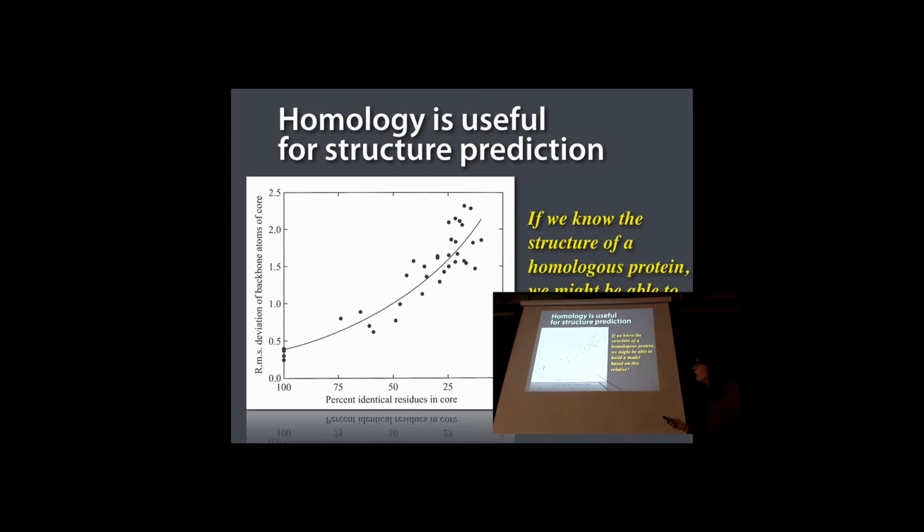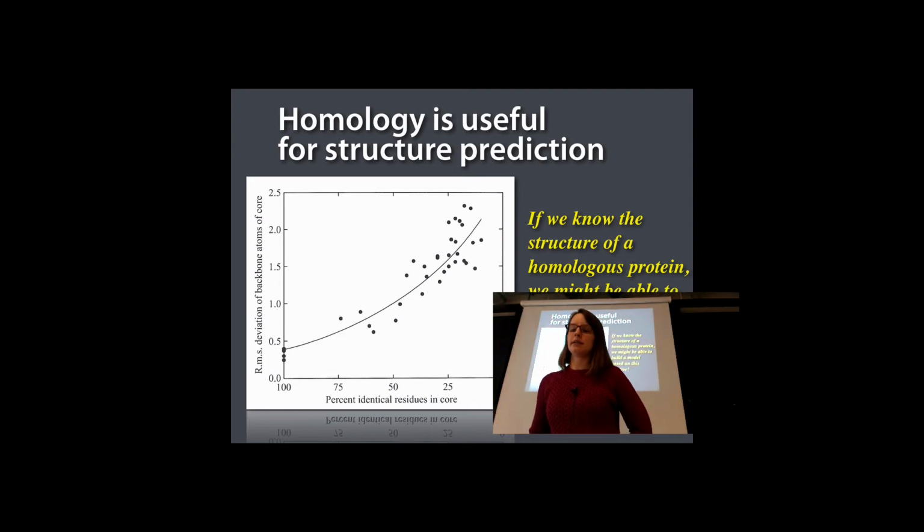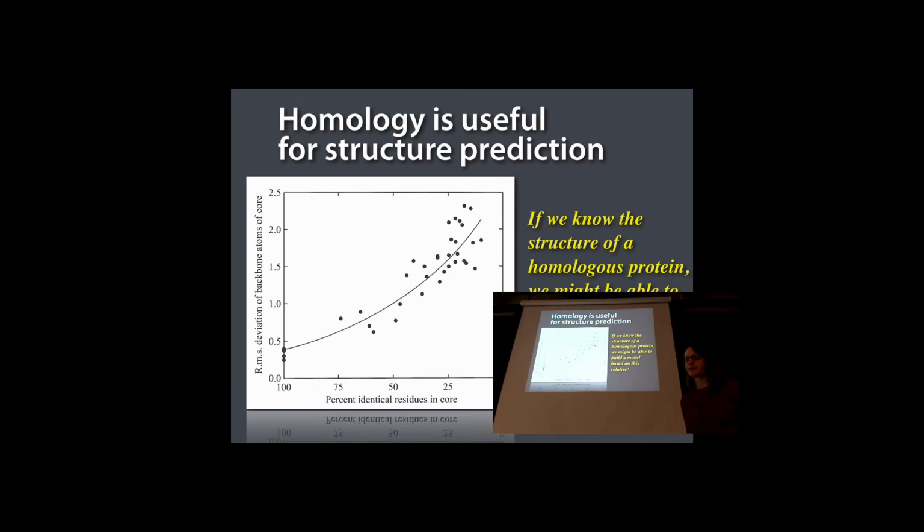So what does this tell me? If I have a sequence and I'm interested in the structure, but I don't have an experimental structure, if I can find another protein, whether paralog or ortholog, that has a similar sequence and a known structure, then I can infer the structure of this protein that I'm interested in. This is called using homology to infer protein structure, and it's the basis of homology modeling. Make sense?